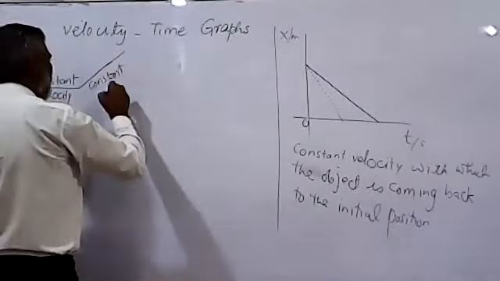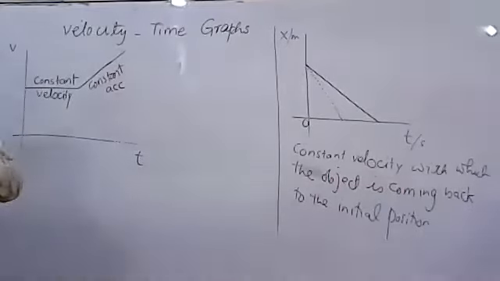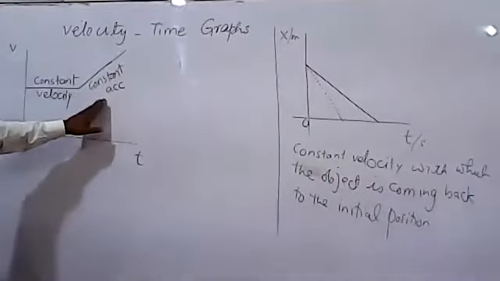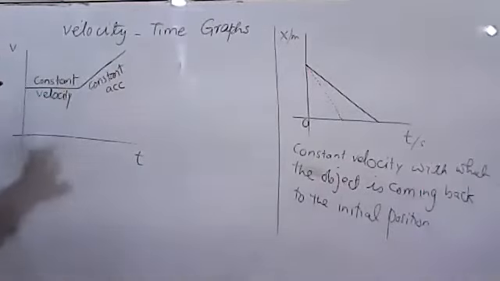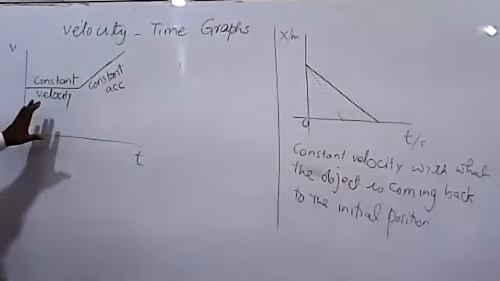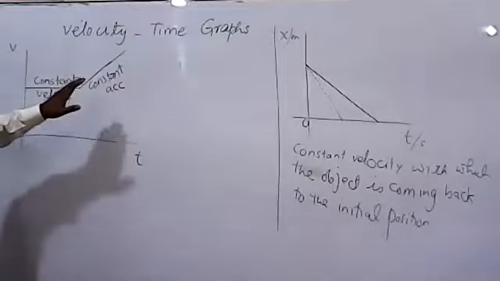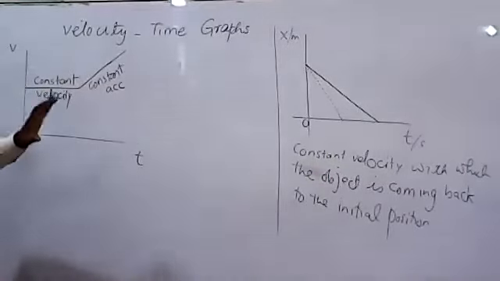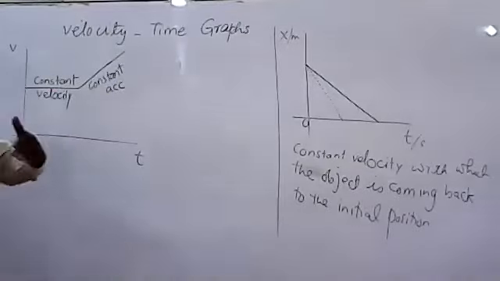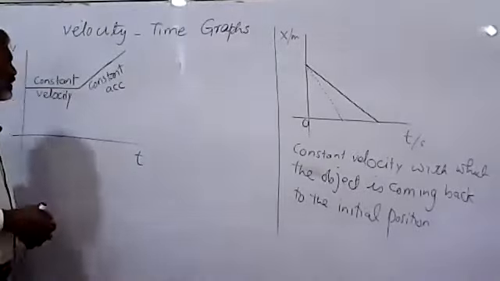Constant acceleration means velocity is not constant, it is varying now, but at a constant rate. We also use the word uniform acceleration or constant acceleration. And for constant velocity, we use the word uniform velocity. When it's a uniform velocity, acceleration is zero because there is no variation in velocity. When acceleration is constant, that means velocity is varying at a constant rate. So it has to be a straight line.